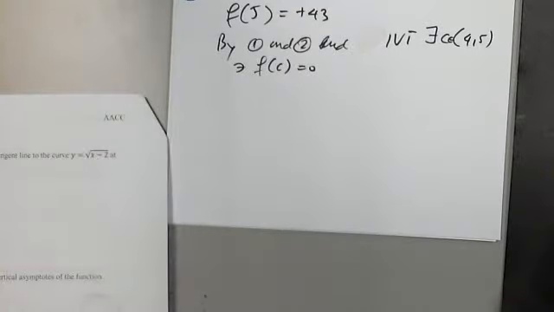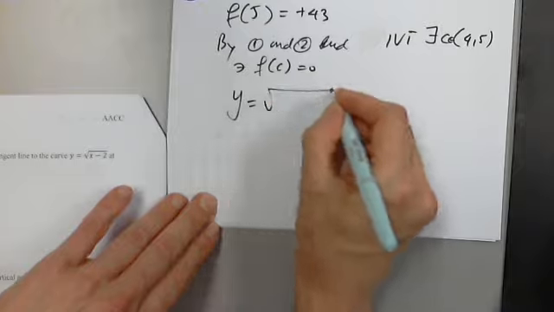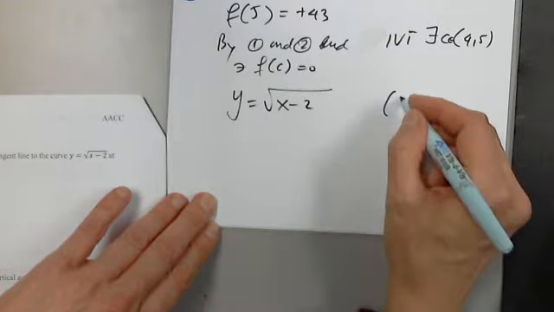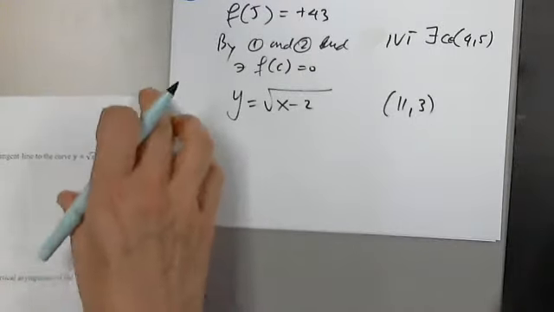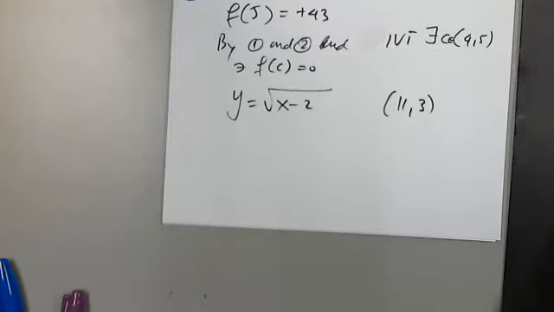Okay, find the equation of the tangent line to the curve. So we are given y equals the square root of x minus 2. We are given the point 11, 3, and we're asked to find the equation of the tangent line to the graph of this function at this point 11, 3.